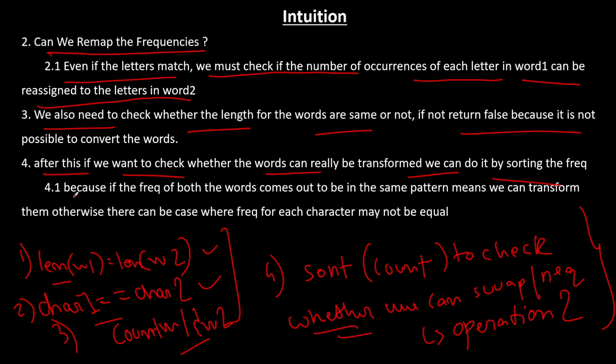And why did we do it? Because if the frequencies of both words come out to be the same pattern, it means we can transform them. Otherwise, there would be a case where the frequency for each character may not be equal. This is the theory written here, but I explained the intuition of how we're going to build it. So from here, we can come to know that for storing the uniqueness of the characters, we can use a set.